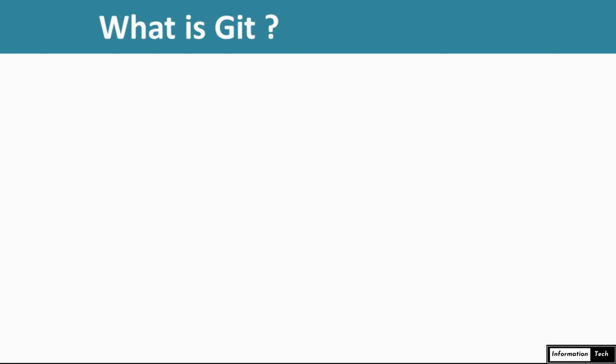Git is a free and open source version control system. It is also a distributed version control system. By free, I mean it's absolutely free to use. You don't need to pay. And by open source, I mean it is free for other developers or programmers to contribute to the software and improve on it. What is a version control?